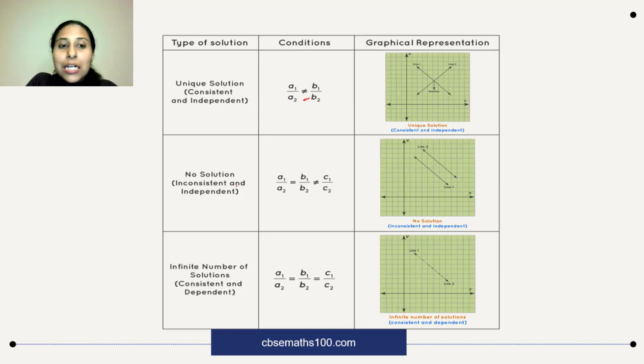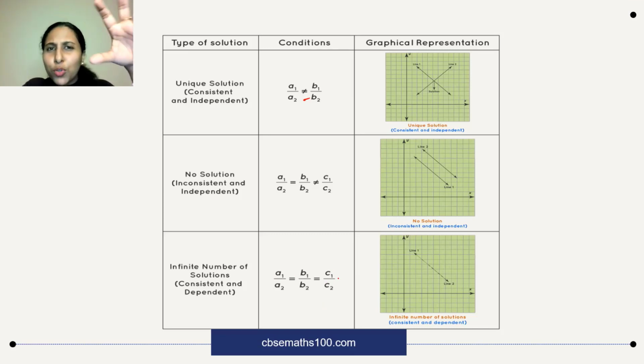No solution, inconsistent and independent. That means that A1 by A2 is equal to B1 by B2, but these values are not equal to C1 by C2. Okay. Infinite number of solutions, consistent and dependent. A1 by A2 equals B1 by B2. It is equal to C1 by C2. All the three ratios are one and the same.